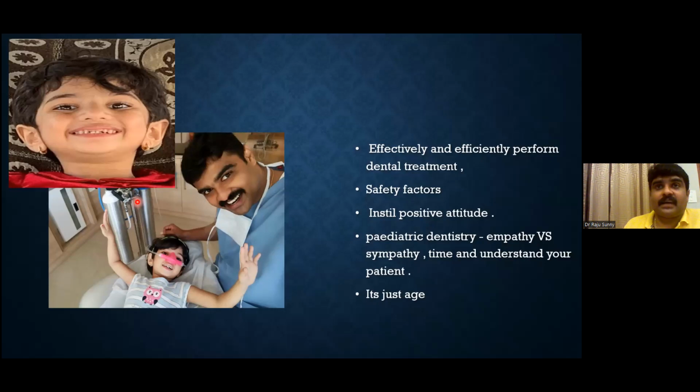Then safety factors. When you give a local anesthesia, there is so much complication in a pediatric patient, because complications of local anesthesia itself are there. Then local complications like fracture or needle breakage can occur. There can be accidental swallowing of the crown, or accidental swallowing of your files. So safety factors also you should consider when you treat your pediatric patient.